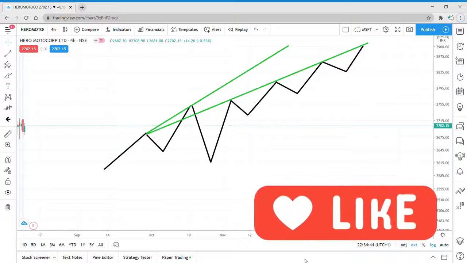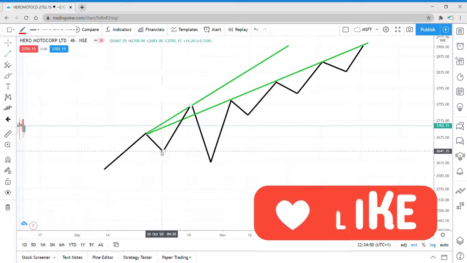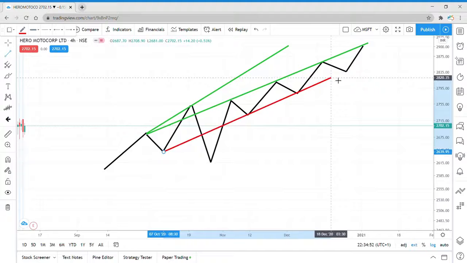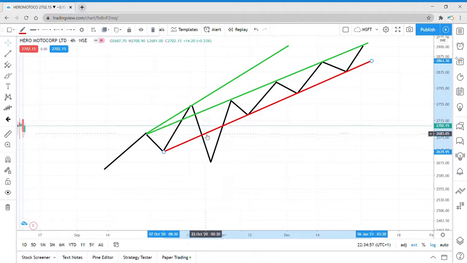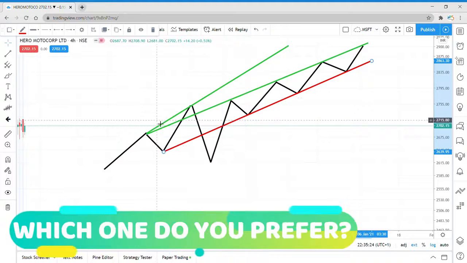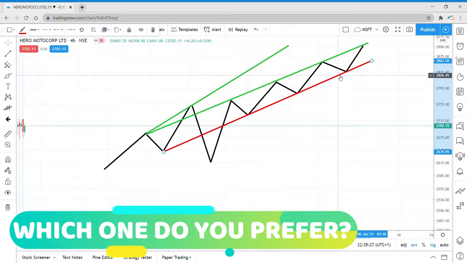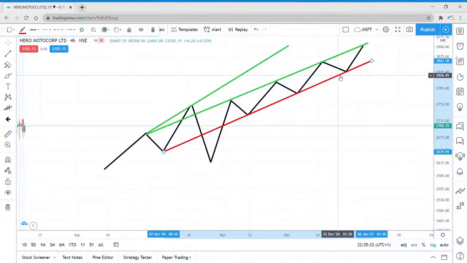Let's draw the same for the lows. So let's change the color. So if you see, this trend line connects the lows much better, but it goes right through one of the lows, as you can see over here. But it's all up to you which one you prefer. Do you like it in this way or in this way? Again, these both are fine. These both are counted as trend lines, but it's all up to you which one you'd like to use in your trades.